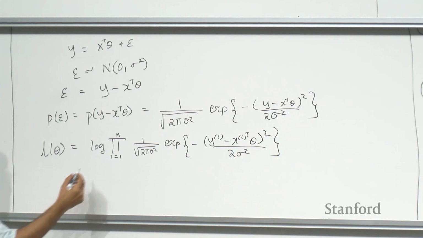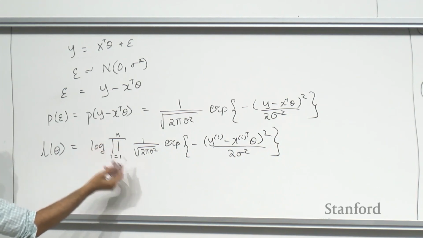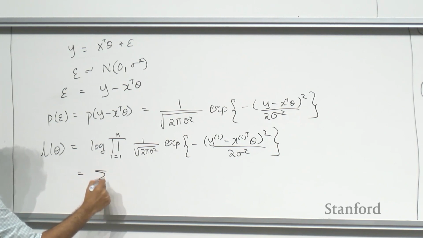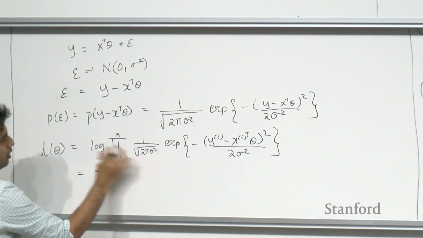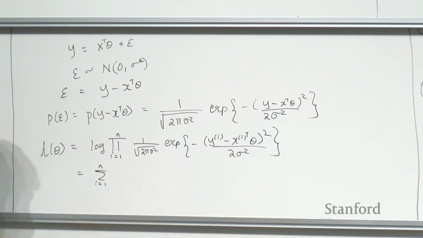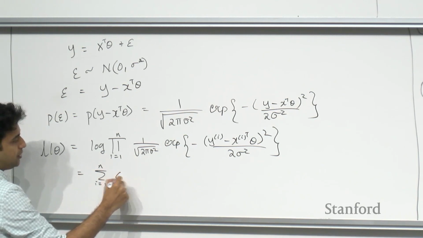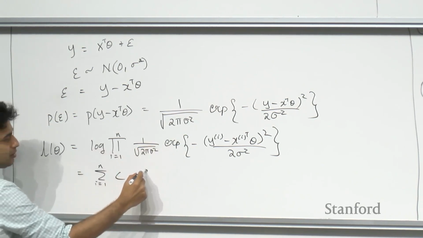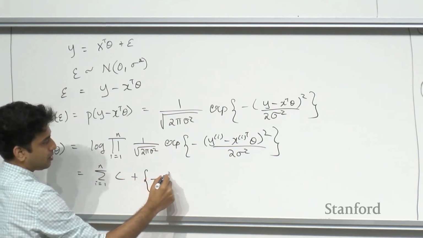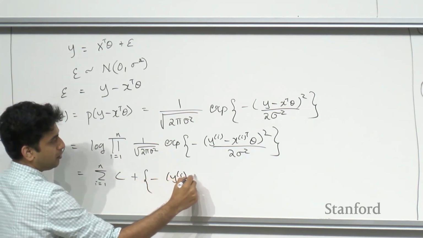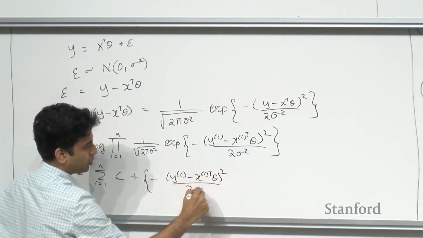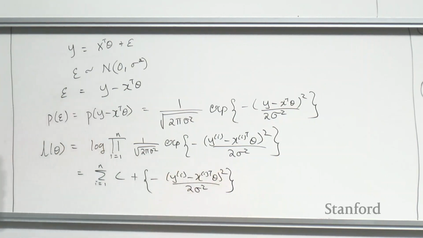And now we can take the log of the product as sum of the logs. So this gives us sum i equals 1 to n. Log of this term is some constant, and it's the same constant for all examples. So let's just call it some c, plus log and the exponent cancel, minus (yi minus xi transpose theta) square over 2 sigma square, right?